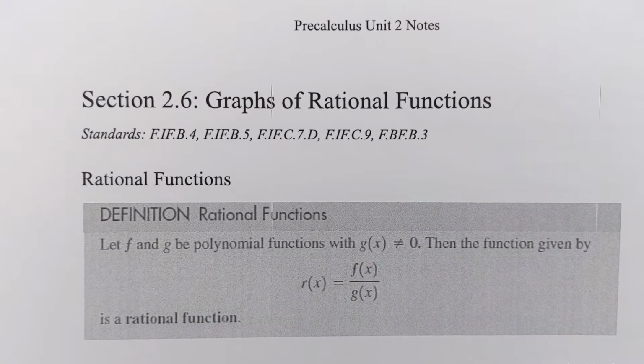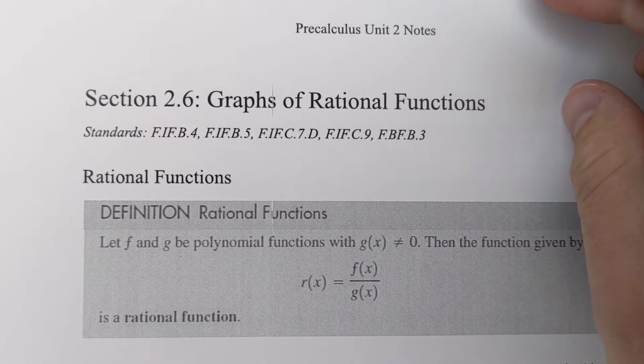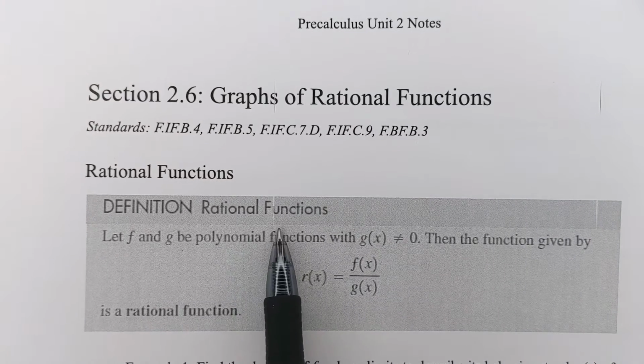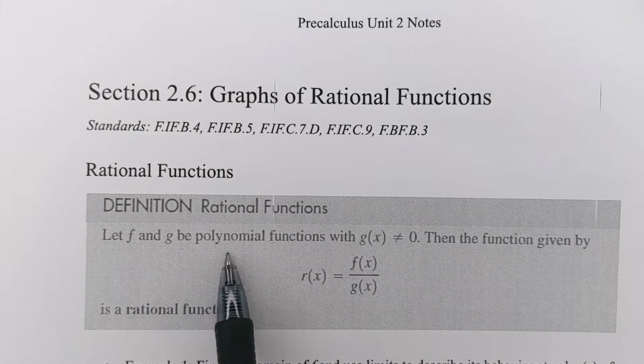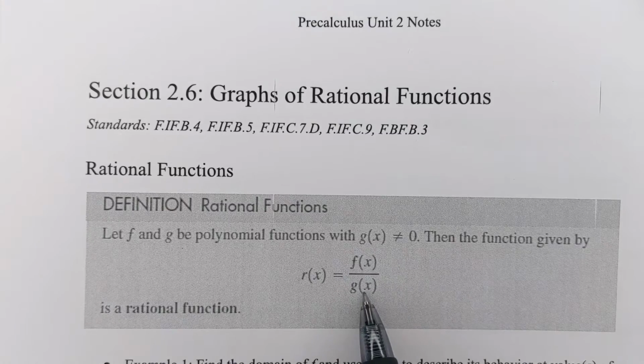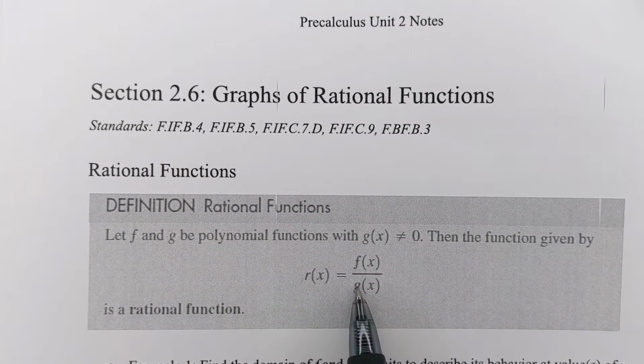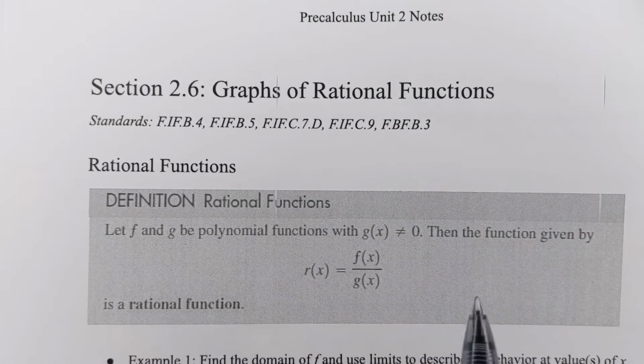All right, so here we've got the notes for section 2.6, the graphs of rational functions. Just the definition first: let f and g be polynomials with g of x not 0, because it can't be 0, otherwise we're trying to divide by zero. Then the function given by r of x equals f of x over g of x is a rational function.